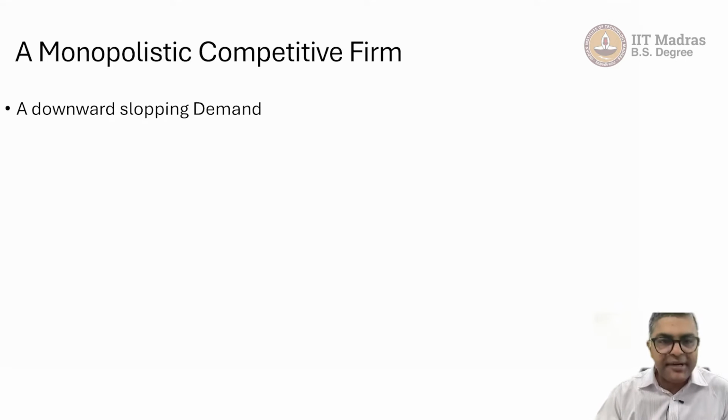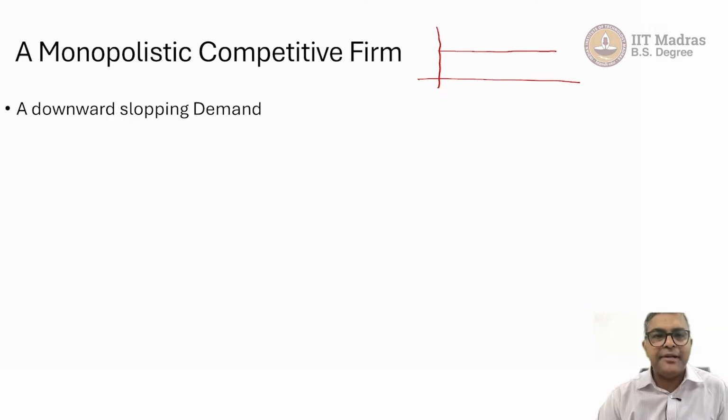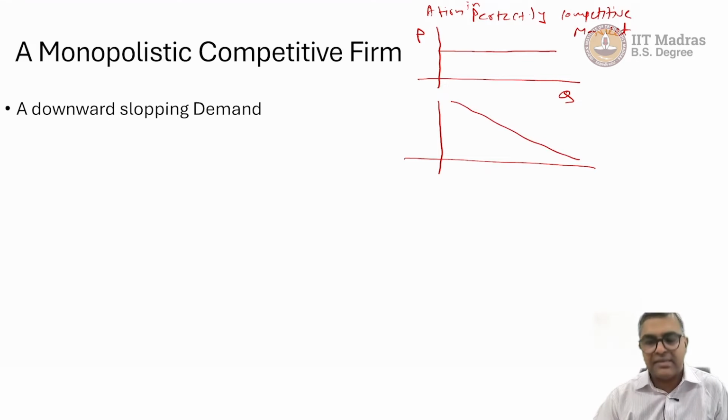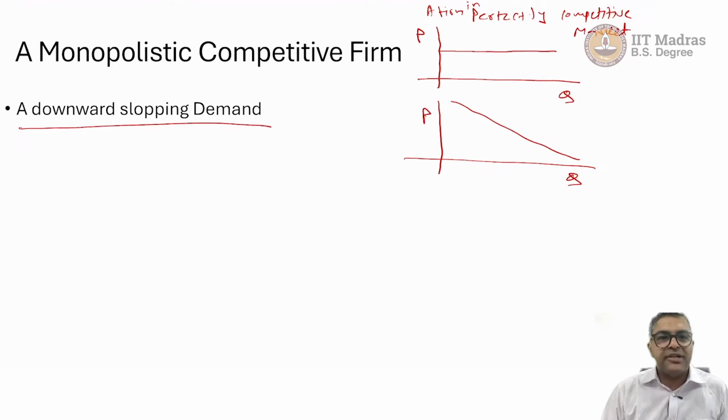Now, I must repeat that when we are talking about a monopolistic competitive firm, we will keep on comparing it with a firm operating in a perfectly competitive market, and also with the monopolist. What we saw is that a firm that operates in a perfectly competitive market faces a horizontal demand curve. It means the demand is perfectly elastic. How about the monopolist? The monopolist faces a downward sloping demand curve. This is the case with the monopolistic competitive firm also.